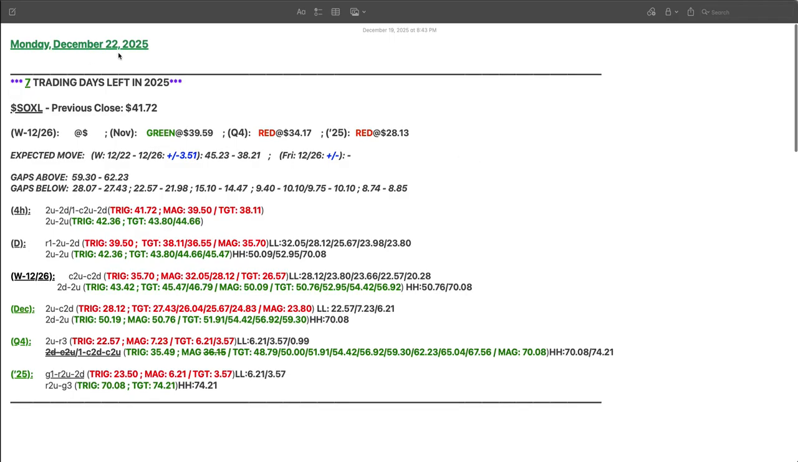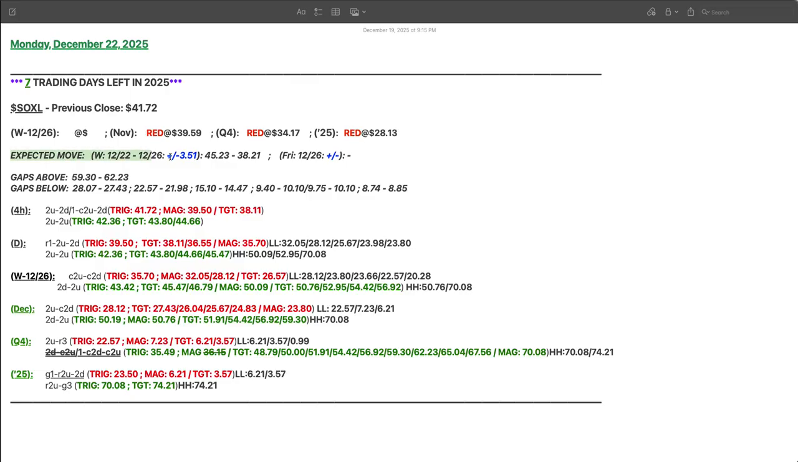We've been looking at the charts for a while. So Monday, December 22nd, there will be 7 trading days left in 2025. The close on Friday was 41.72. And because the week isn't open yet, we don't know what would flip it red or green, but we do know that needs to be changed. Didn't do my homework there. There we go. We know that the month, quarter, and year are green. For the month to flip red, we would have to go back below 39.59, quarter 34.17, and the year 28.13.